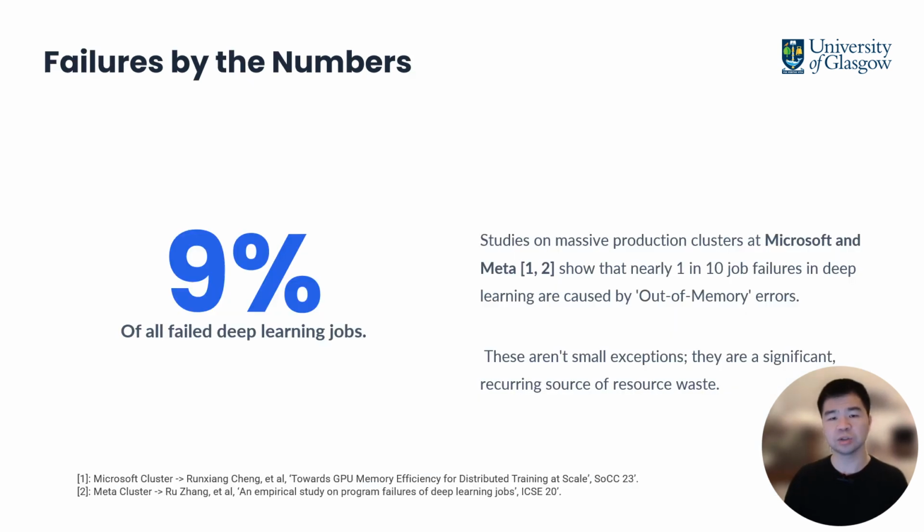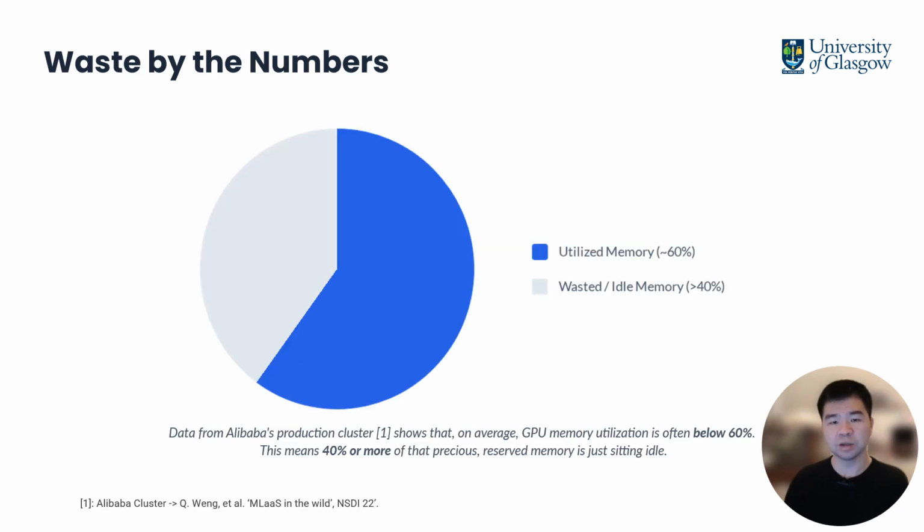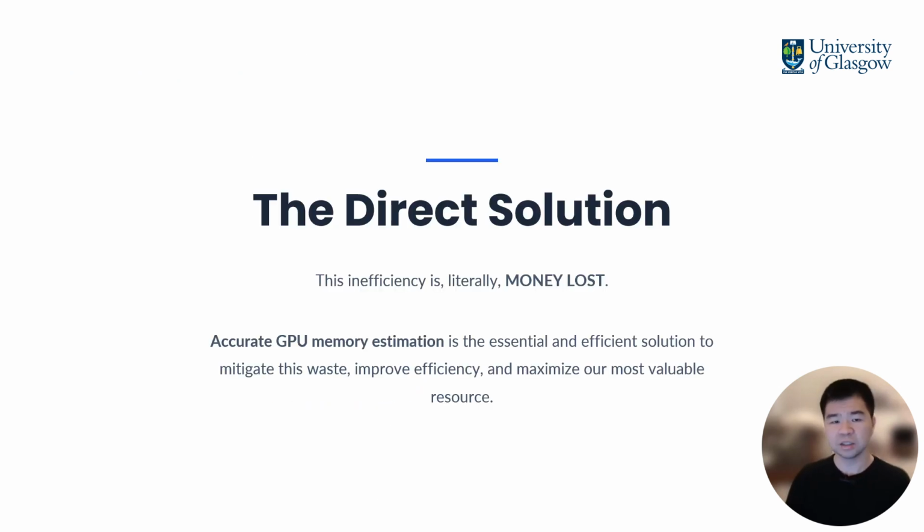There are two numbers showing how bad failures and waste are in production environments. For failures, studies on production clusters at Microsoft and Meta show that about 9% of all failed deep learning jobs are caused by out-of-memory issues. Another number from an Alibaba data center showed that on average GPU memory utilization is often below 60%. This means 40% of that precious reserved memory is just wasted. This inefficiency is literally money lost.